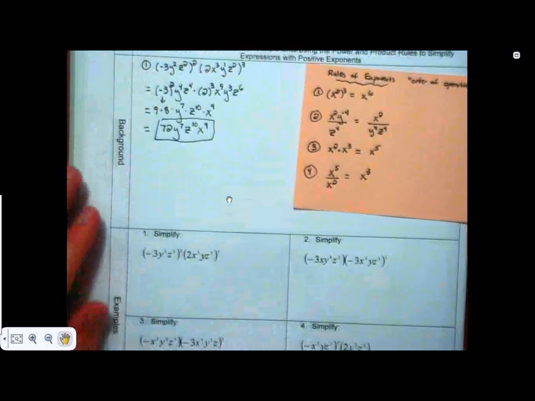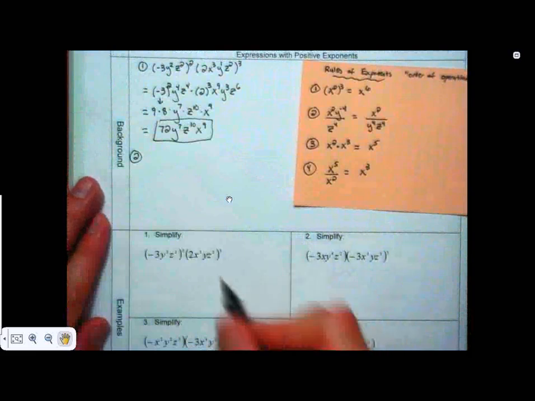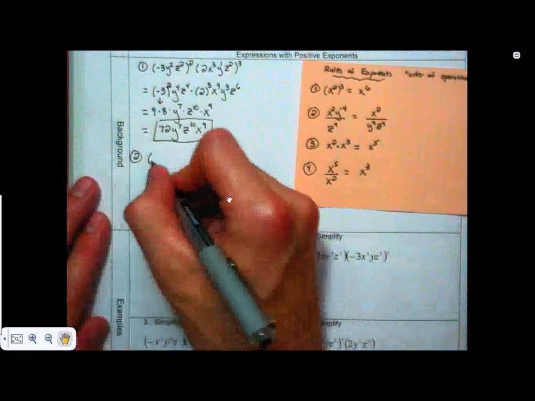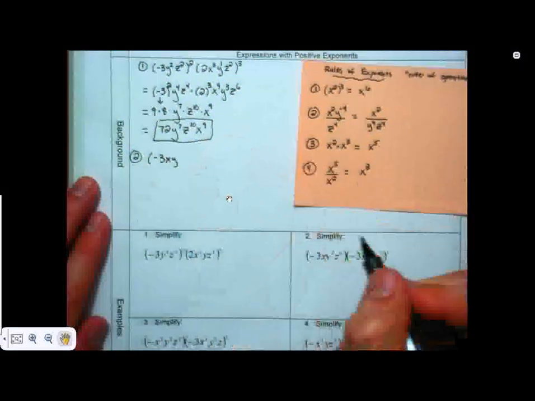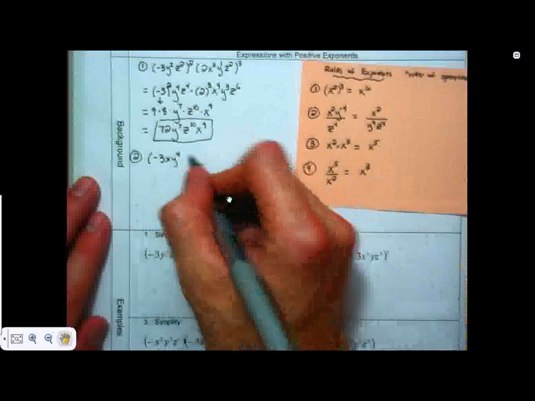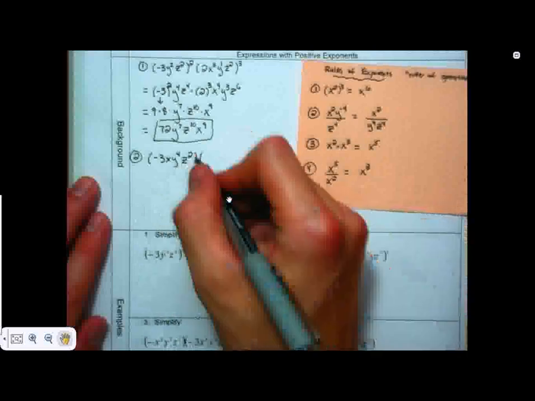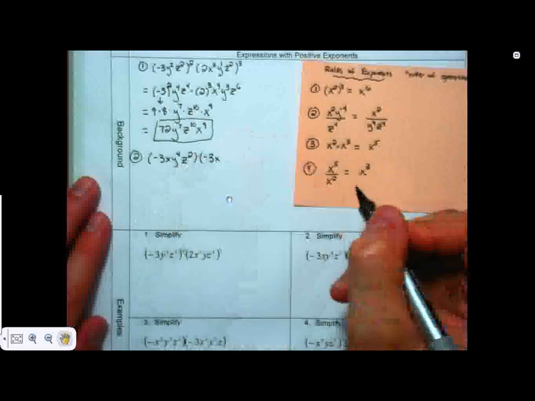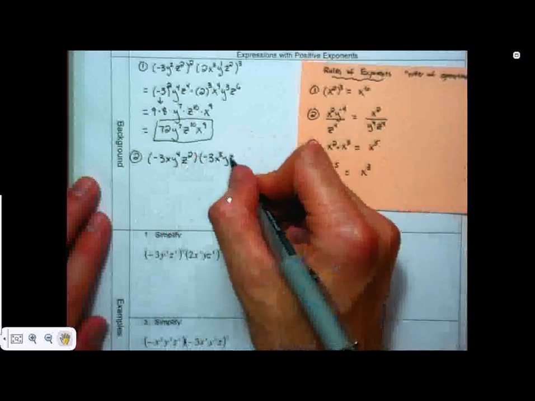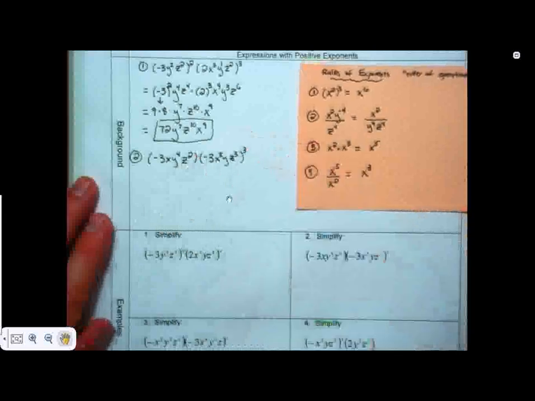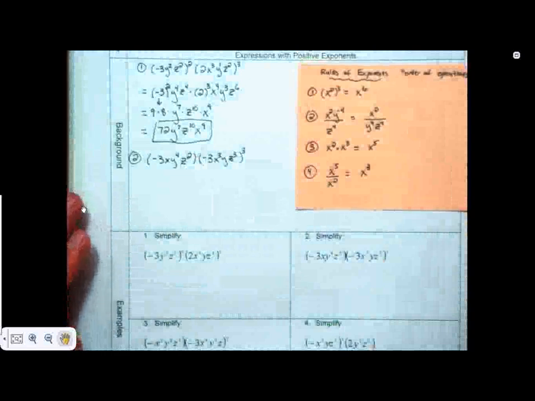Okay, I want you to try number 2, and I'm going to write it out so that it's easier to read. I want you to try number 2, pause the video, and then restart it after you've given it a try. So we've got -3xy to the 4th, z squared, times -3x to the 3rd, y, z to the third, all to the third power. So give that one a try, pause the video, and then restart it when you're ready.